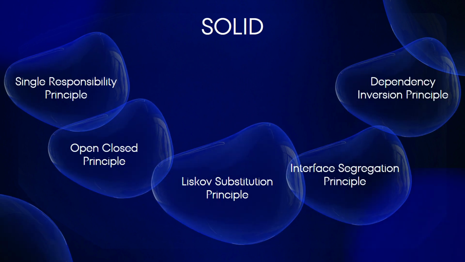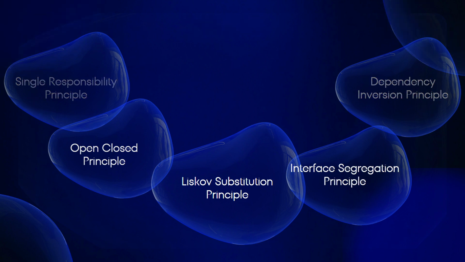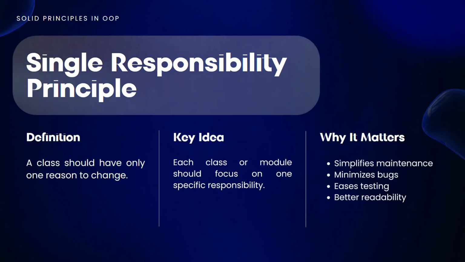So these 5 principles are the Single Responsibility Principle, Open-Closed Principle, Liskov Substitution Principle, Interface Segregation Principle, and Dependency Inversion Principle. So first of all, the Single Responsibility Principle.